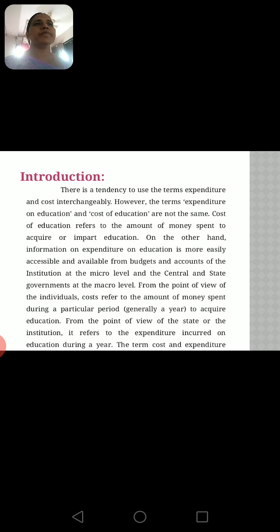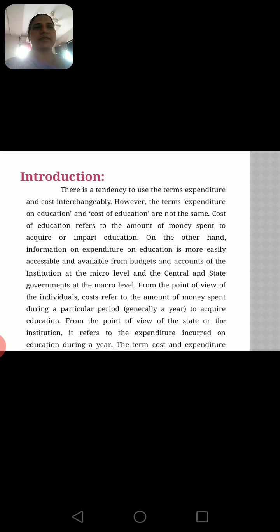On the other hand, information on expenditure on education is more easily accessible and available from budgets and accounts of the institutions at the micro level and the central and state governments at the macro level. From the point of view of the individuals, cost refers to the amount of money spent during a particular period. Generally, we consider 1 year to acquire education. From the point of view of the state or the institution, it refers to the expenditure incurred on education during a year.